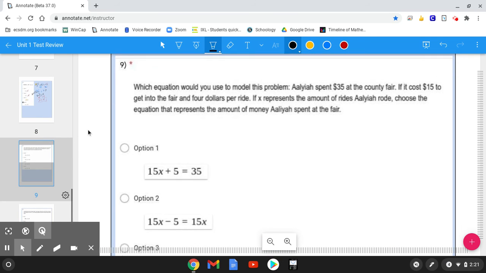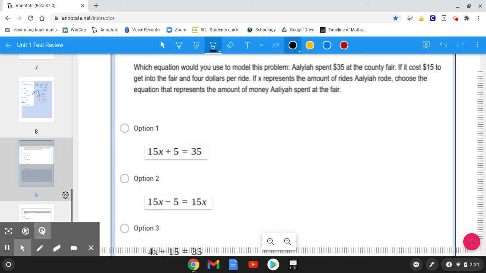All right, let's take a look at number 9. Which equation would you use to model this problem? Aaliyah spent $35 at the county fair. If it costs $15 to get into the fair and $4 per ride. If X represents the amount Aaliyah rode, choose the equation that represents the amount Aaliyah spent at the fair.